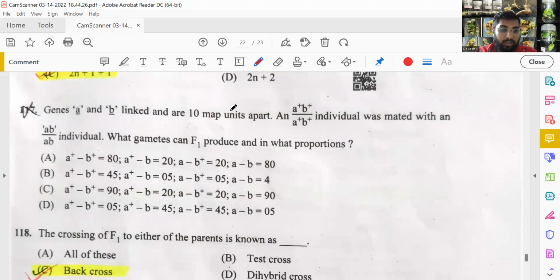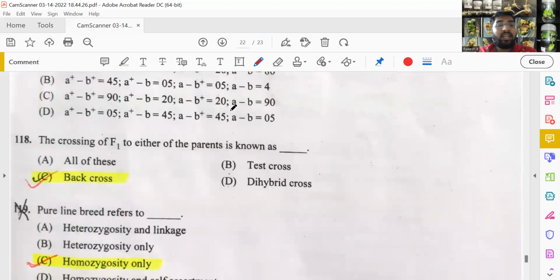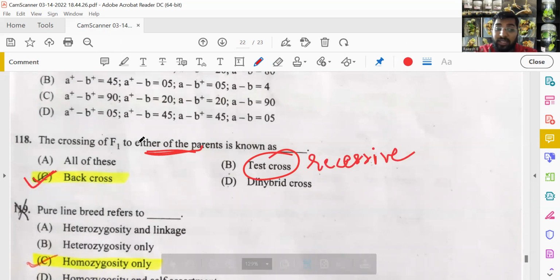It will be useful for them. Question 118 is also a very direct question. If you cross the F1 with a recessive parent, that is called a test cross. If you cross an F1 generation with either of the parents, that is called a back cross. So either of the parents means it is a back cross. If it is a recessive parent, then it is called a test cross. So it is very simple.